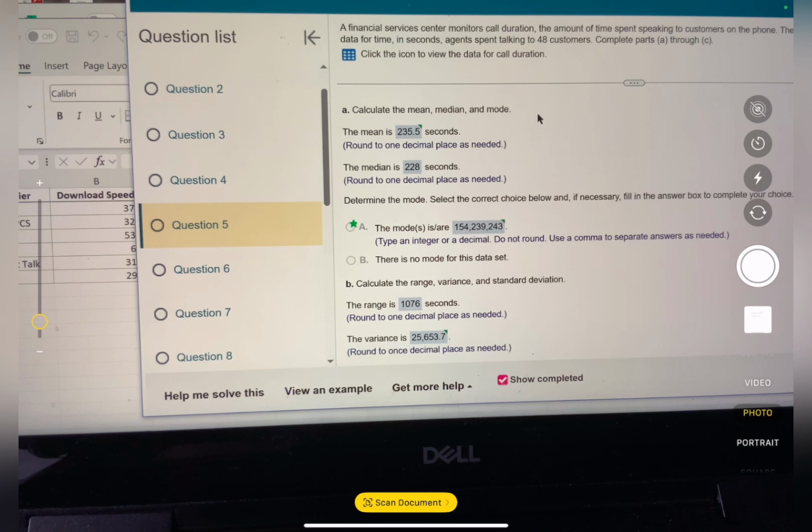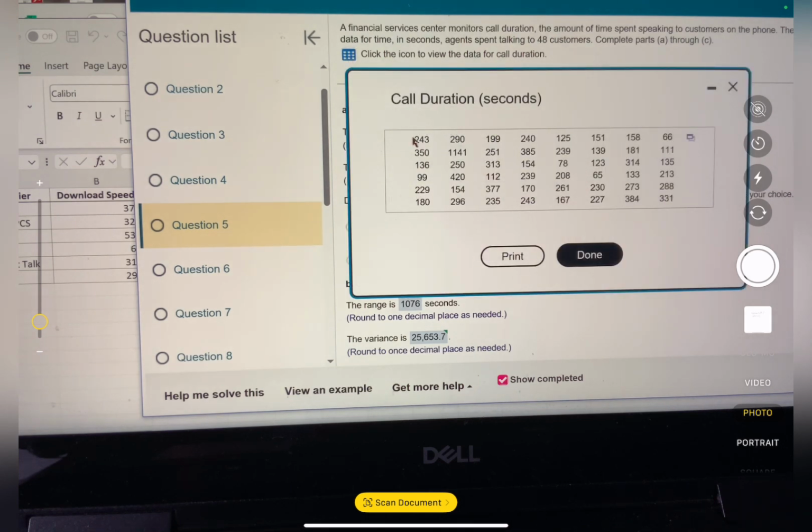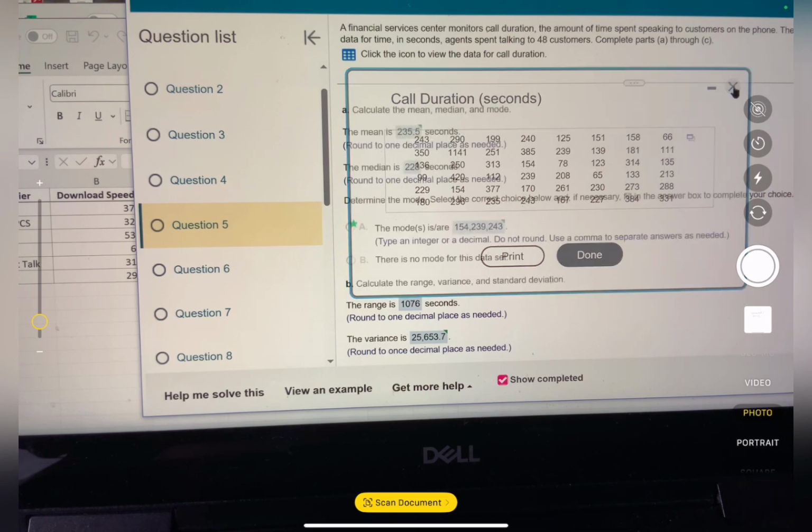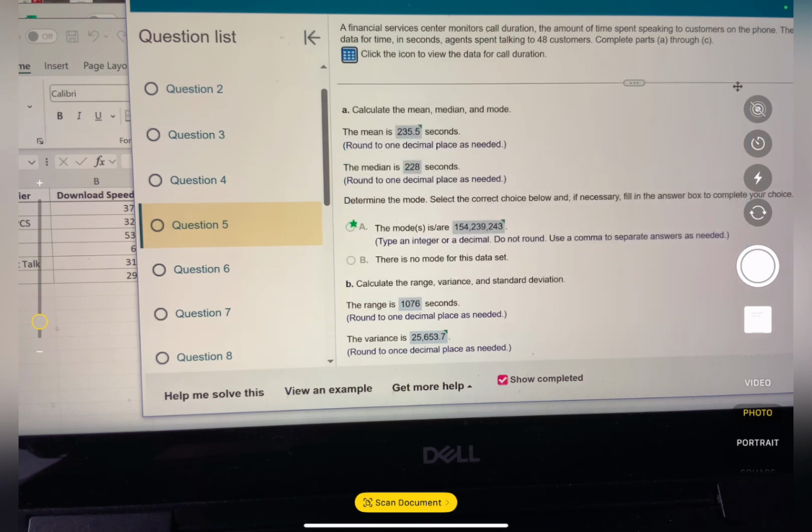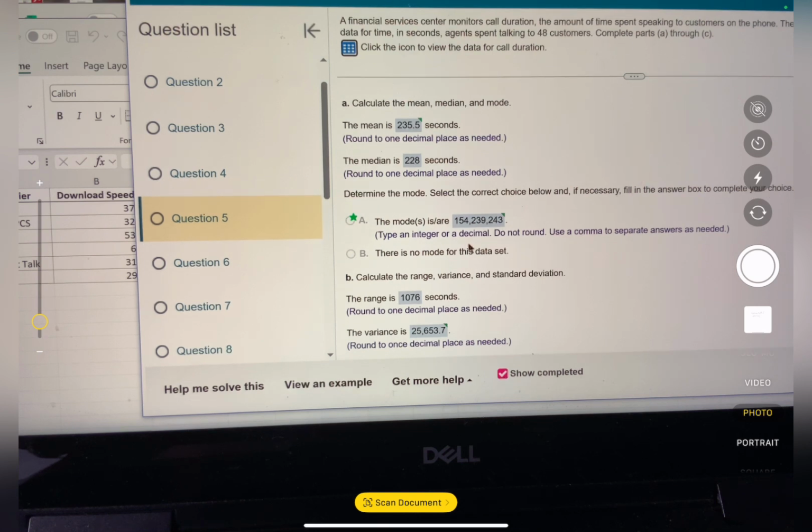Question number 5: calculate mean, median, and mode. I'm not going to do this anymore. You can download all this to Excel and do it. If you need any help, of course, you can ask me. Mode: those are 3 modes. So these 3 numbers are repeating themselves an equal number of times. That's how they got all 3 numbers.